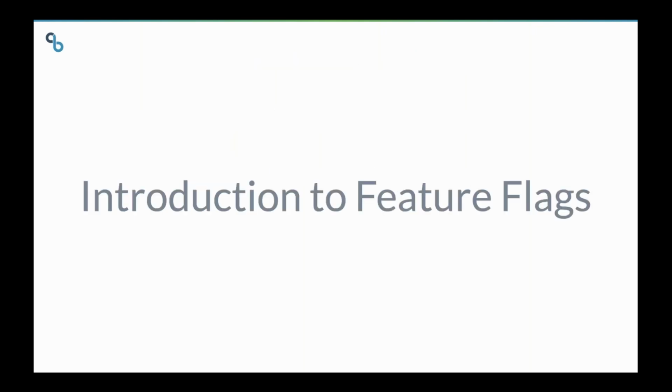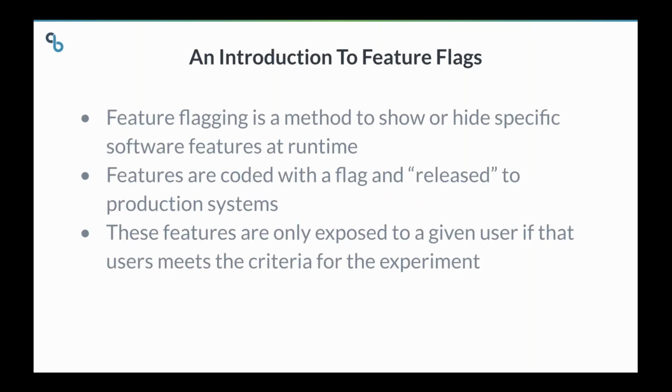So first off, an introduction to feature flags. Feature flagging is a method to show or hide software features at runtime. Features are coded with a flag and then released to production systems, right? But these features are only exposed to a given user if that user meets the criteria for the experiment. So you have code, but it's wrapped in a feature flag, and then at runtime, that feature flag is evaluated based on user properties, for example, and based on those properties, it's decided if this feature is going to be displayed to the given user or not. That's what a feature flag is at a very high level.